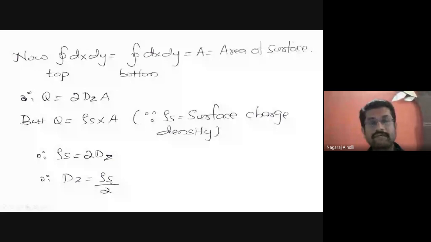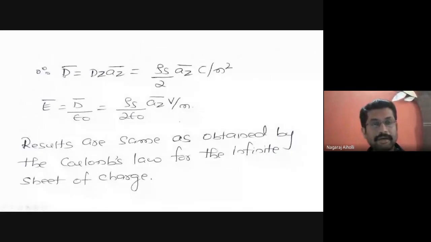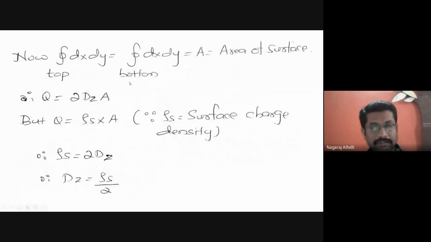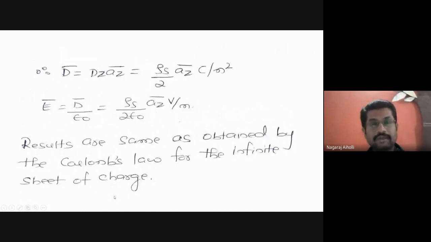Next we have to write it in vector form. The vector is D bar, that is the z component magnitude along with its direction, az bar. Therefore I can write it as the Dz equation we have obtained here. Substitute that, rho s by 2 into az bar coulomb per meter square. This is the equation for D bar.